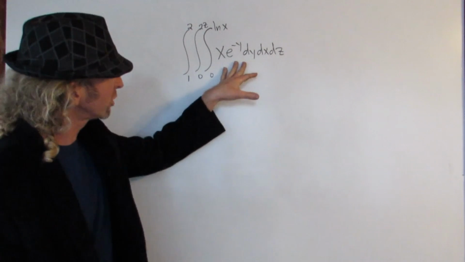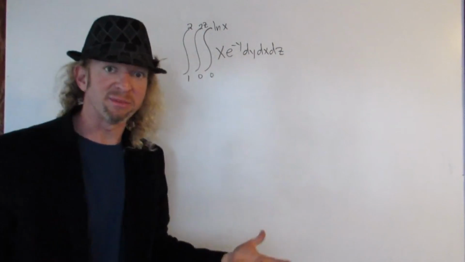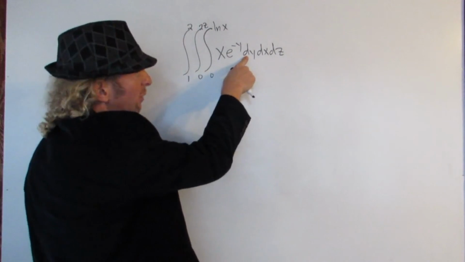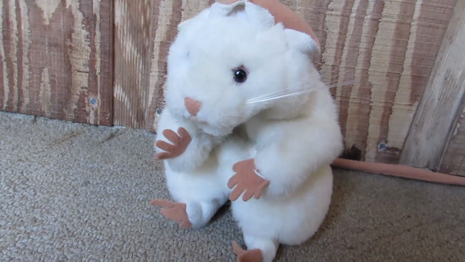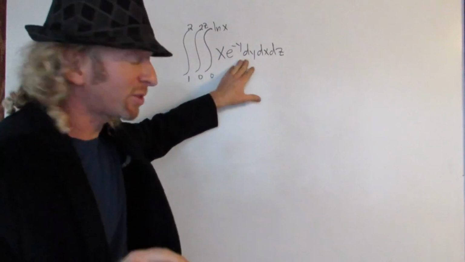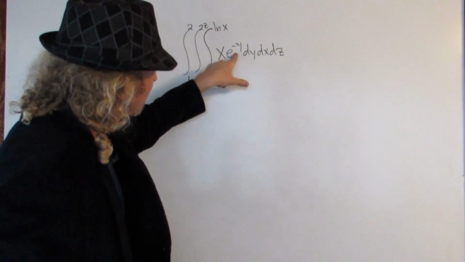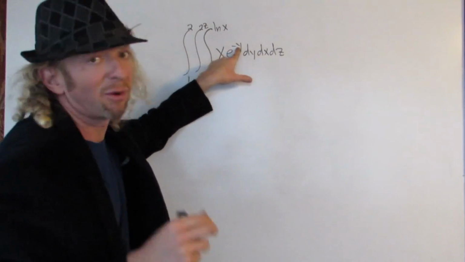When you're doing a triple integral, you just integrate three times. That's all you do. In this case, we first have to integrate with respect to y. That's probably a good idea. When we integrate with respect to y, all the other variables are constants, so we're going to treat x as a constant. Basically we have to integrate e to the negative y with respect to y.